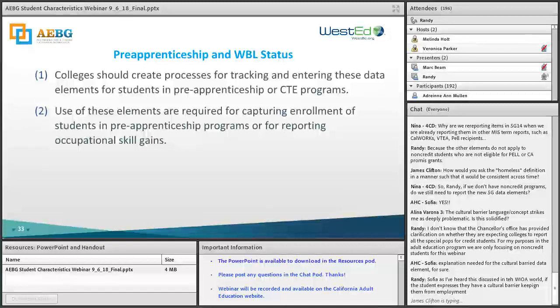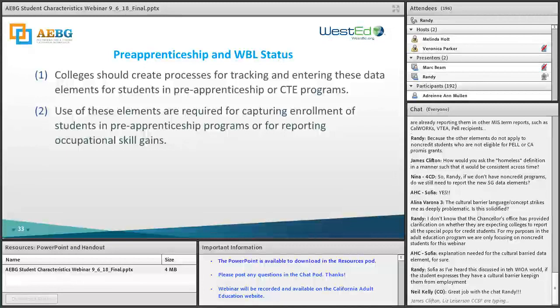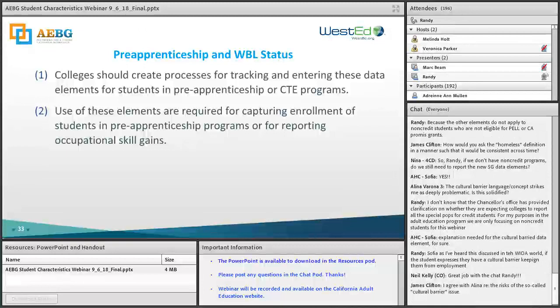Then there was a follow-up question about does that mean that the colleges do not have to report the special populations elements for credit students? And my response to that is that the Chancellor's Office has issued no specific clarification or guidance on whether they expect colleges to report the 13 barriers to employment for credit students. And because this webinar is focused primarily on adult education, we're really focusing on being sure this reporting is happening for non-credit students, because that is who we pick up for the Launch Board tab.